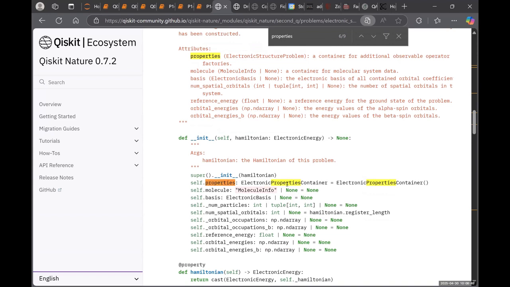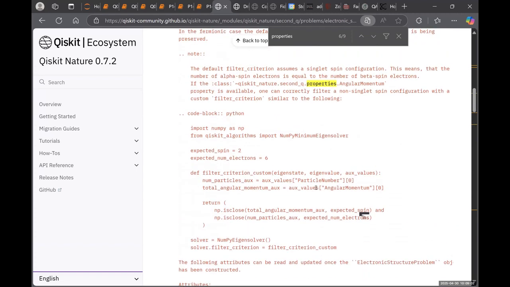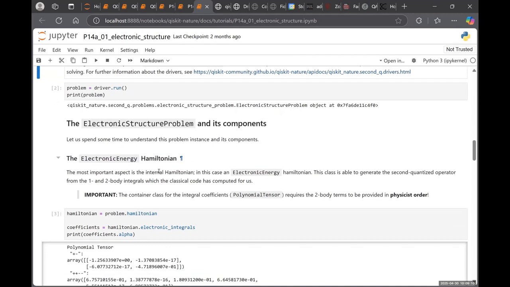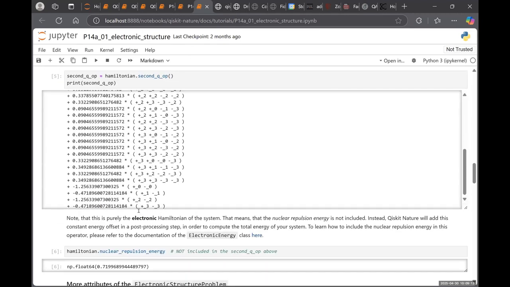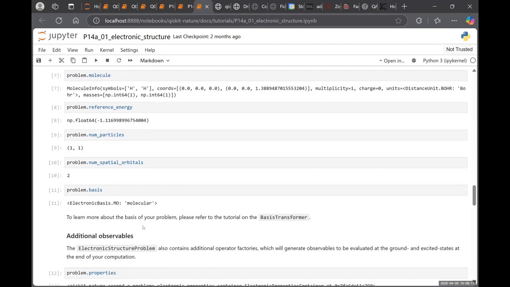Yeah, to know that you need to see what the electronic property container contains. Okay, perhaps let's not do that unless any of you feel that's really urgent. Yeah, I don't intend to go into so much detail.